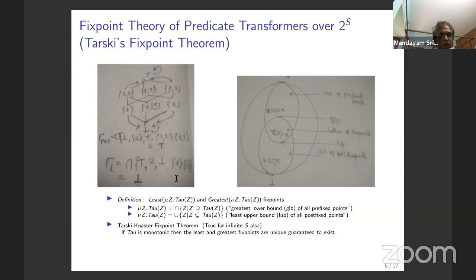Yeah. So, going back to your question. What was the question you raised, or the comment you made? Is that clearer now? Yes, you're right that among all the fixed points, the greatest fixed point is the largest of the lot, and the least fixed point is the smallest fixed point. And when tau is monotonic, they are unique and they are guaranteed to exist. Okay.